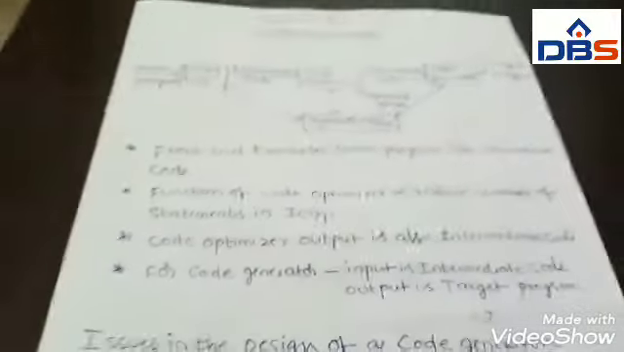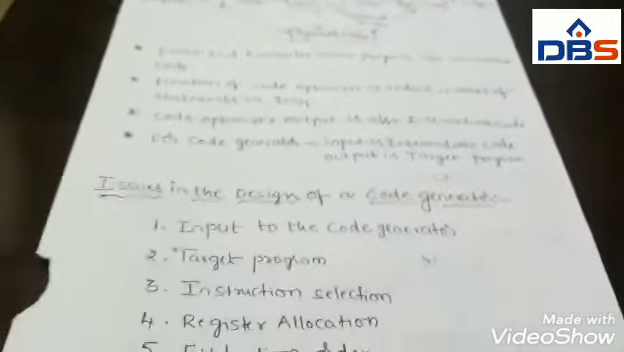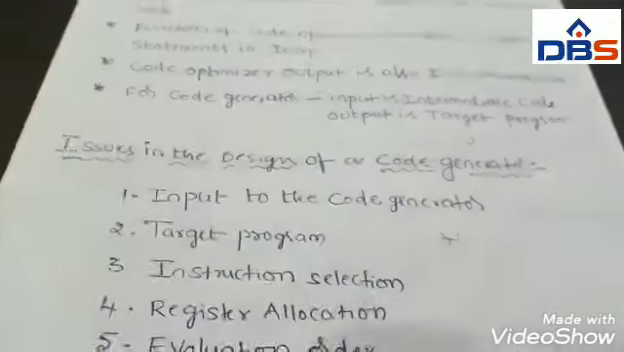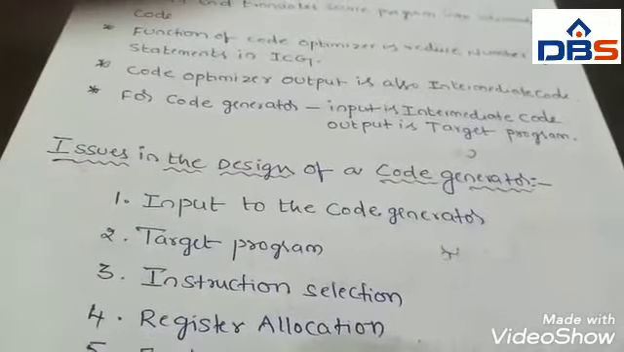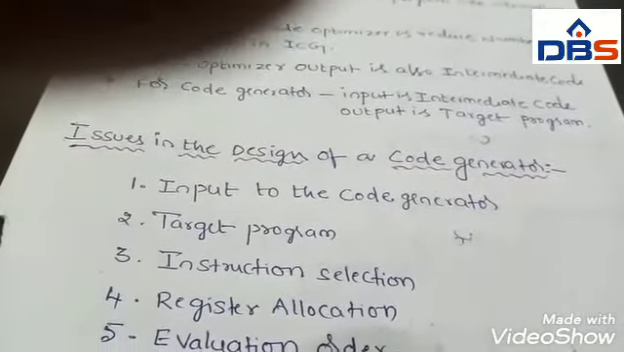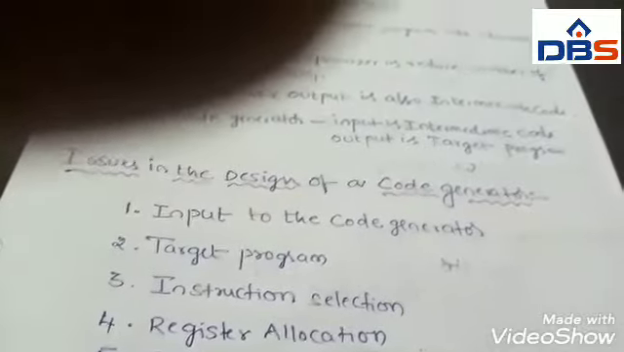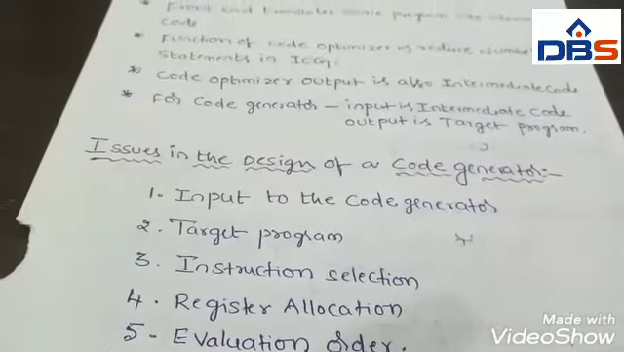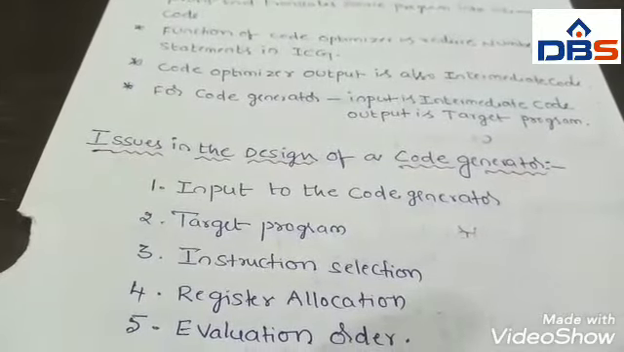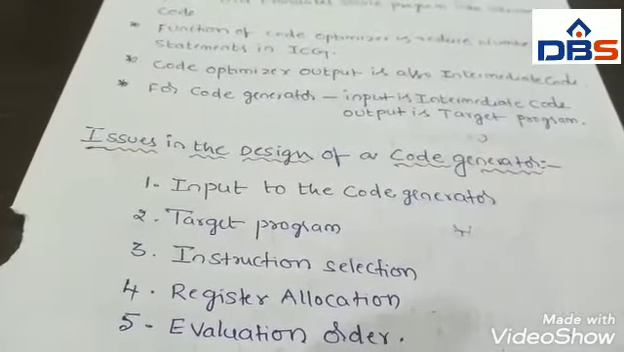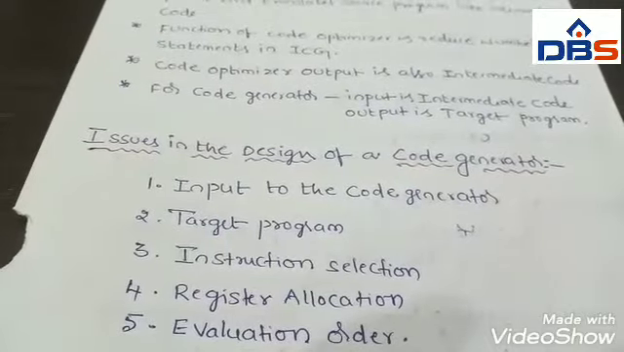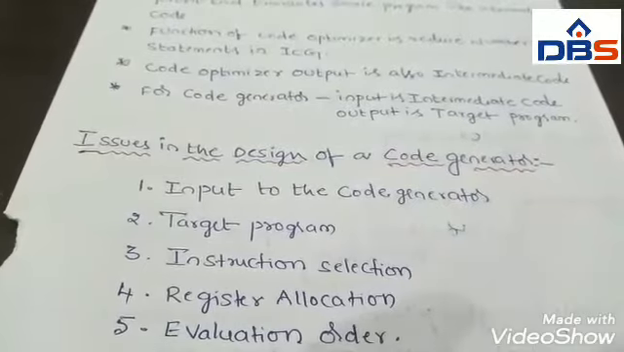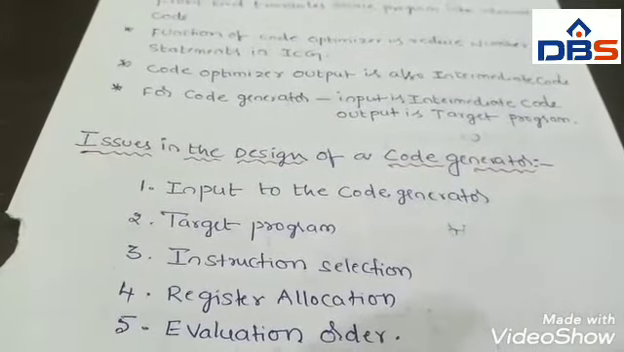Coming to the issues in designing a code generator, the most important criterion for a code generator is that it produces correct code. Correctness takes on special significance because of the number of special cases that a code generator might face. When we design the code generator, these are the various issues we are going to consider.